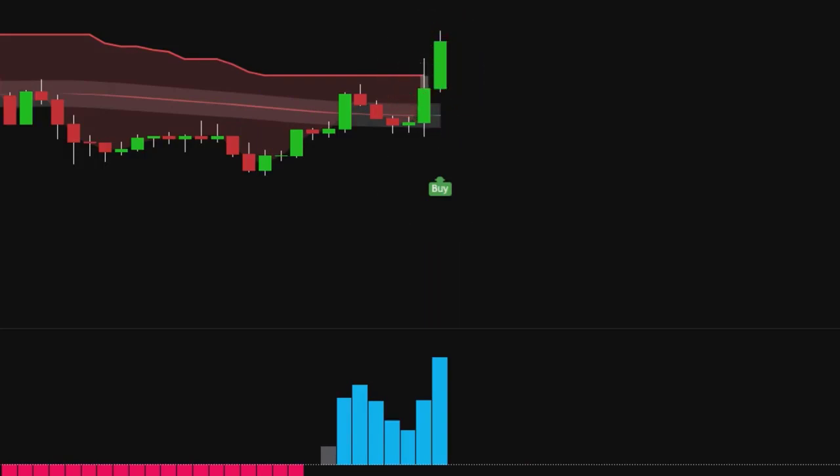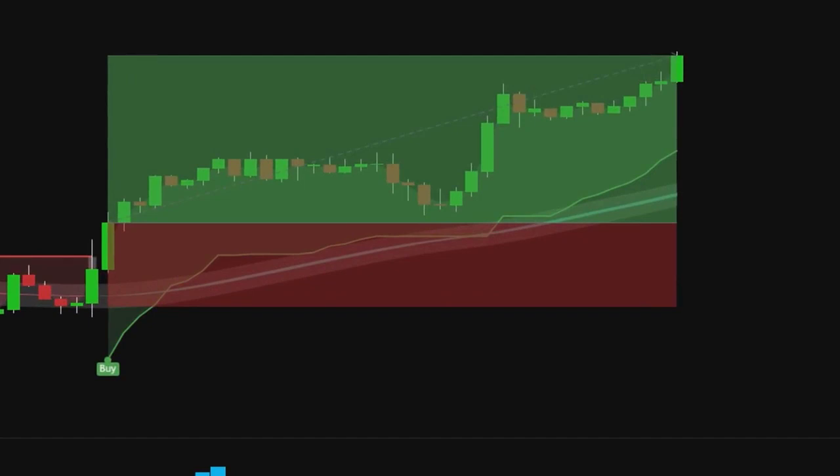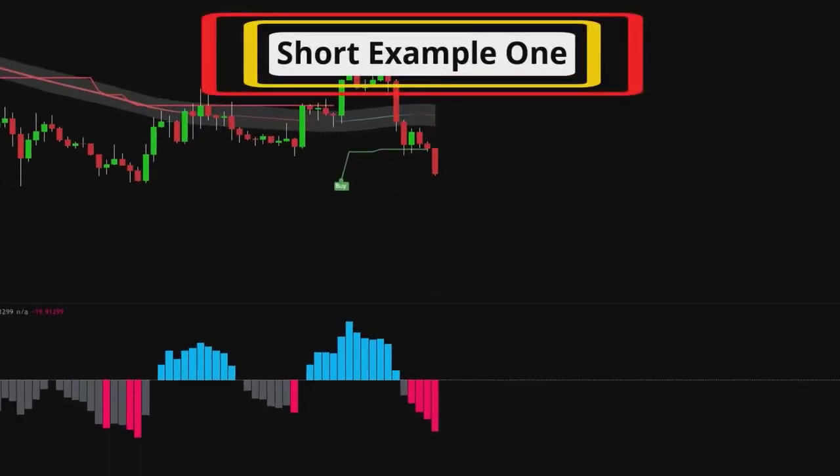This is our trigger candle. The stop is placed below the trend indicator ribbon, and 1 to 2 is our target. And this one hits 1 to 2. Now we flip to shorts. This is what I will test for shorts.